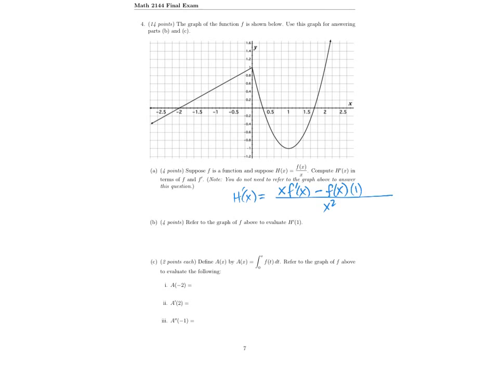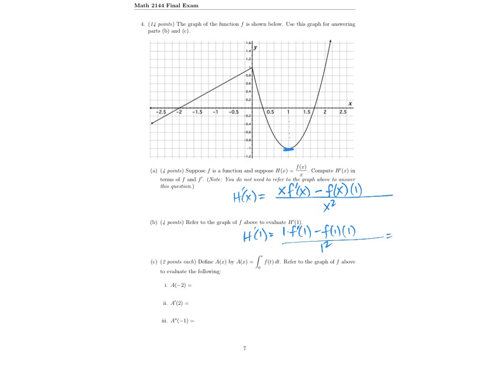So when I plug in 1 for x there, I get h prime of 1 is equal to 1 times f prime of 1 minus f of 1 times 1 over 1 squared. So I can find the values f prime of 1 and the value f of 1 by looking at the graph. So f prime of 1, I can see the slope of f at 1 is 0, and f of 1 I can see as negative 1.